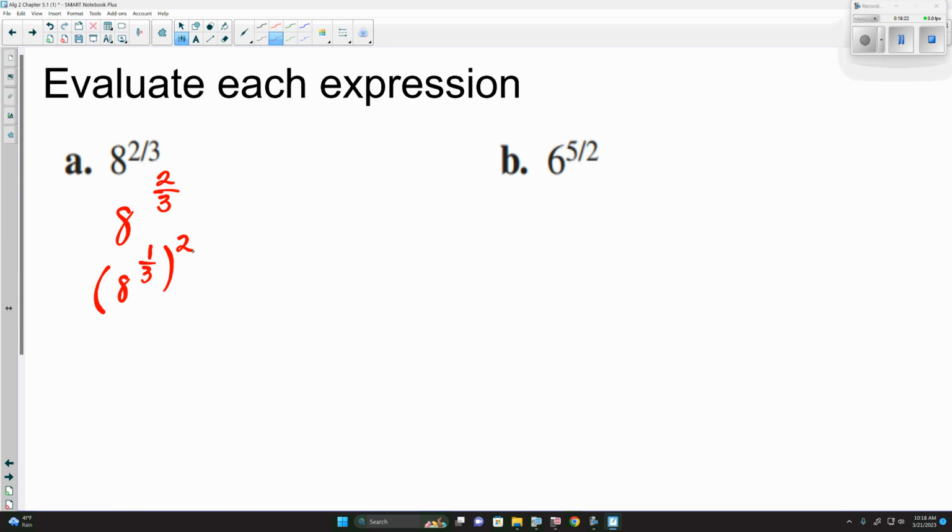1/3 times 2, or 1/3 to the second, is the same as 2/3, because 2 times 1/3 is 2/3. So 8 to the 1/3 is really just saying that we have what? The cubed root of 8.